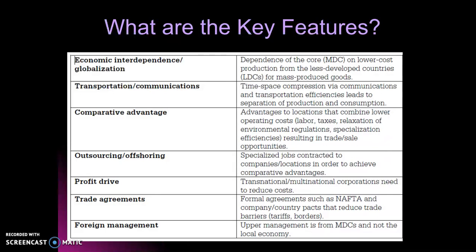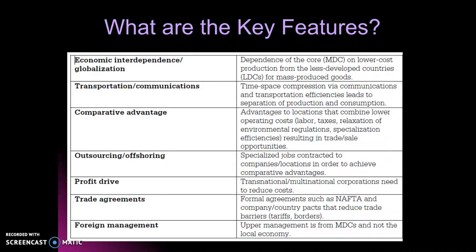You see the profit drive. This is transnational and multinational corporations needing to reduce their costs. So what is the goal of every industry? Again, that's to maximize profit by minimizing cost. How do they do that? By finding the cheapest production costs. So that's that comparative advantage.